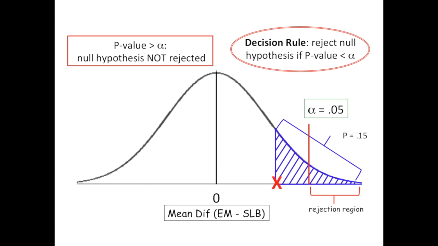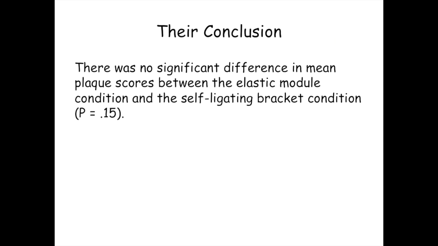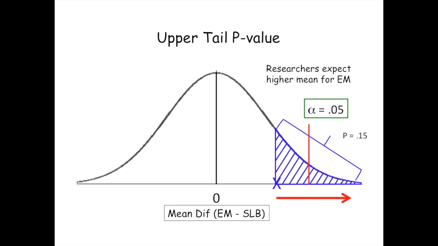We can also see that the mean difference is not in the rejection region, a further indication that the researchers would not reject the null hypothesis. The results do not support the research hypothesis, so the researchers would state that there is no statistically significant difference in plaque accumulation between the two conditions.